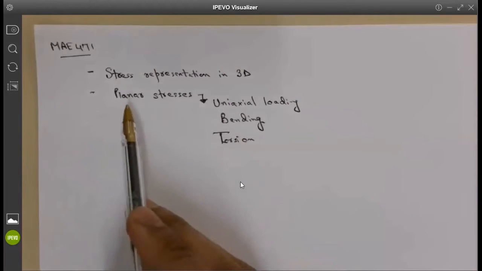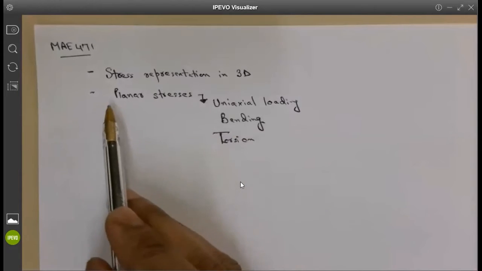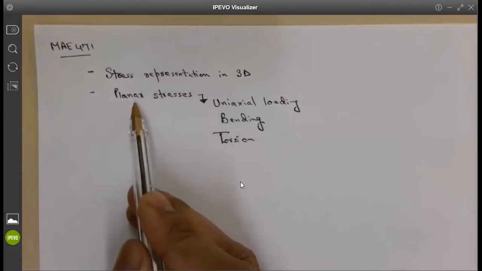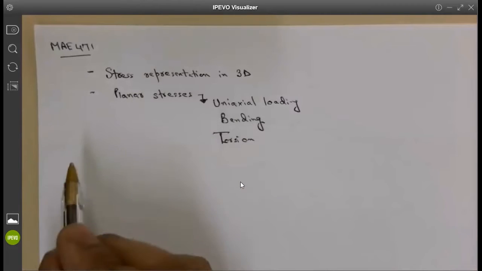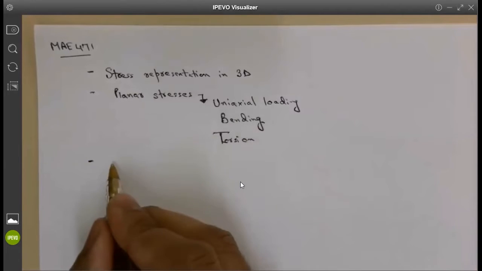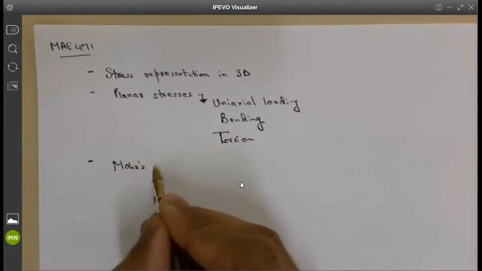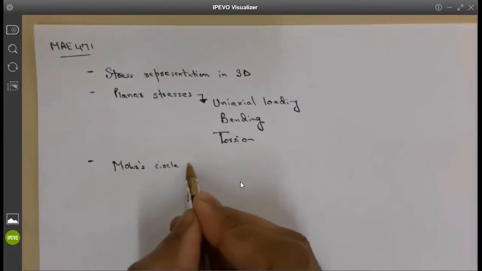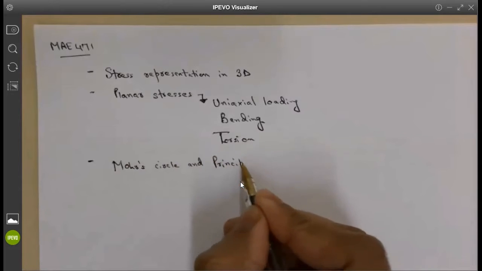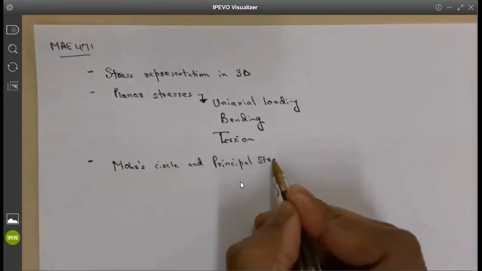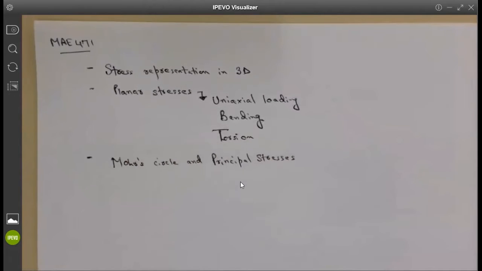What the important part is that basically at which plane the stresses are acting, which is important to understand. So planar stresses, we will also try to cover the concept about Mohr circle and principal stresses. So this is what I intend to cover in today's lecture.